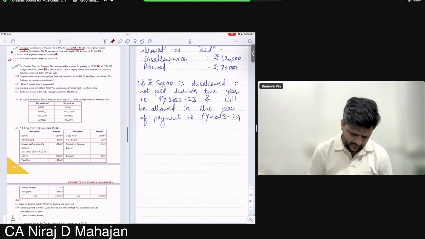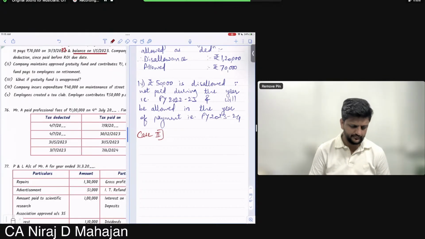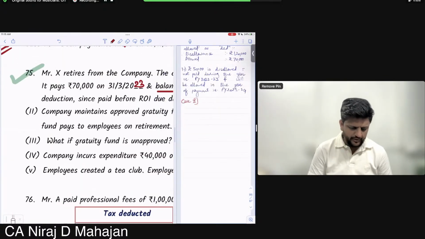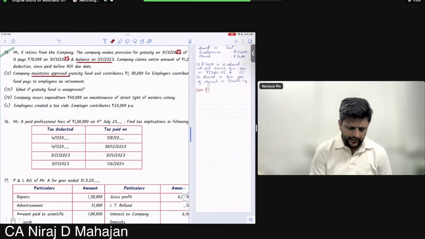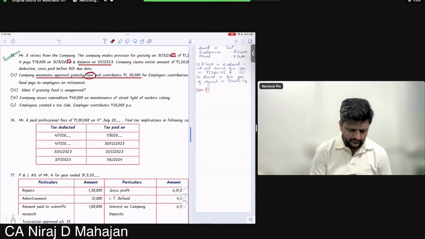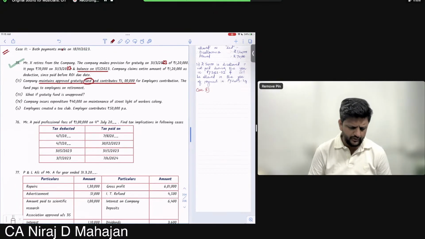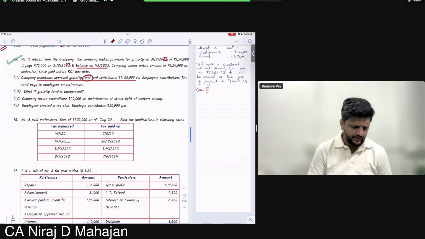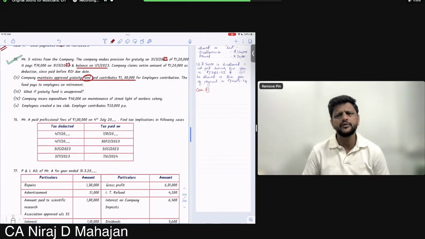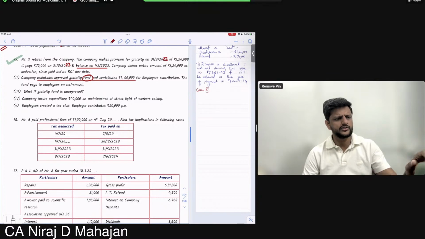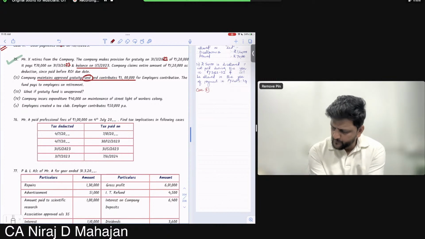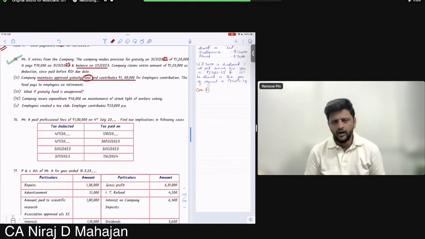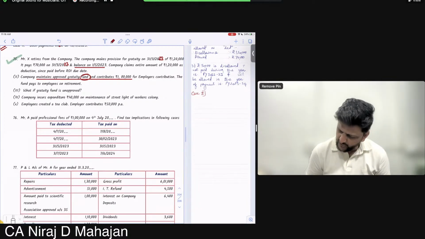Okay? Case 2. Ready, no? Company maintains approved gratuity fund and contributes 1 lakh as employer's contribution. The fund pays employees on retirement. Any problem over here? None whatsoever. But is that part of 43B or no? Okay? Allowed, no? So write down.